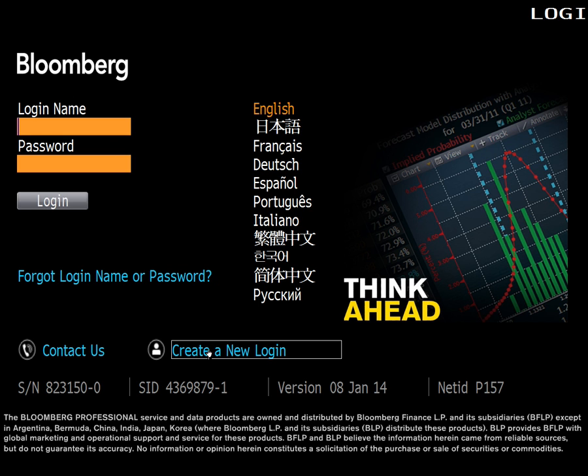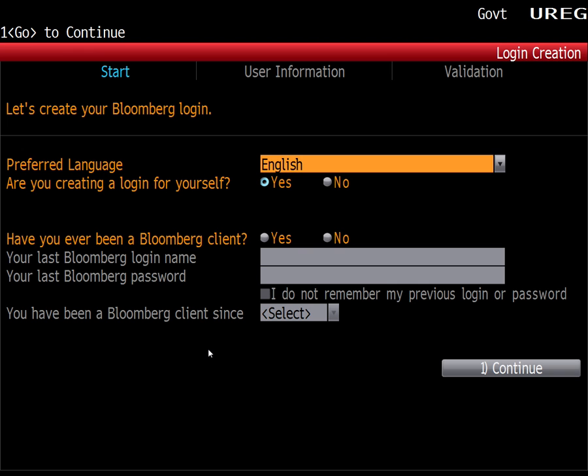And there is a create a new login option. You click on create a new login. Because it knows that you're at a terminal, it will allow you to create a free login account. Right? So what you'll have to do is, again, choose your preferred language. Are you creating a login for yourself? Say yes. Because if you create it for somebody else, it's like a bear trap. They're going to be like, why are you doing this? Right? So you are creating it for yourself.